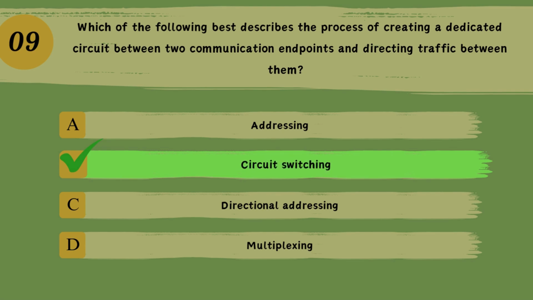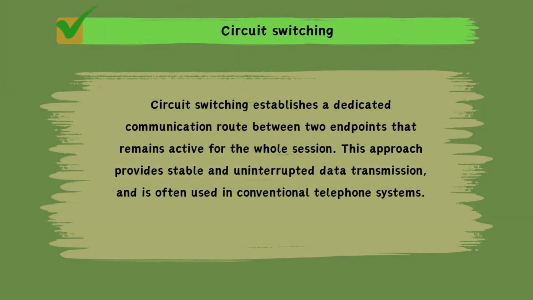Correct answer, B. Circuit switching. Circuit switching establishes a dedicated communication route between two endpoints that remains active for the whole session. This approach provides stable and uninterrupted data transmission and is often used in conventional telephone systems.